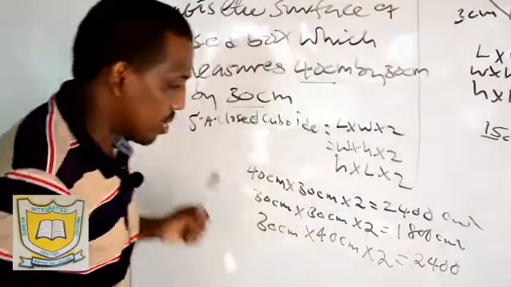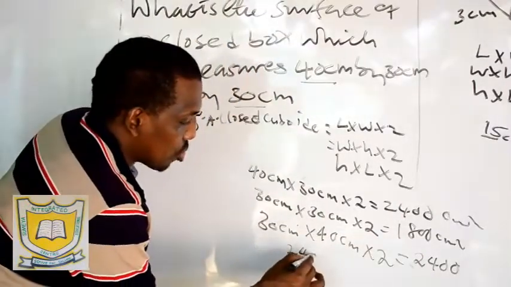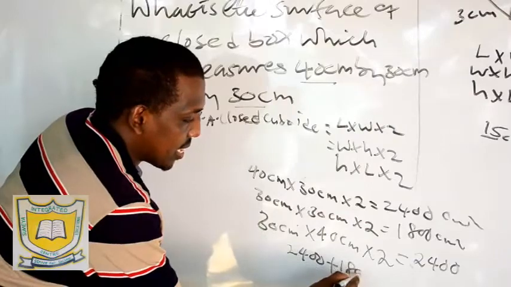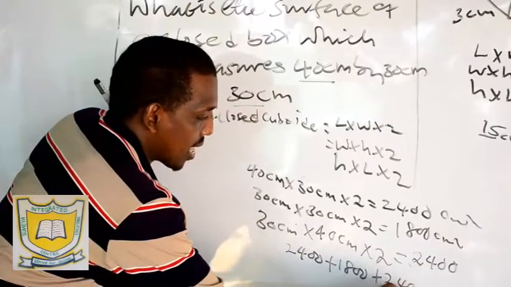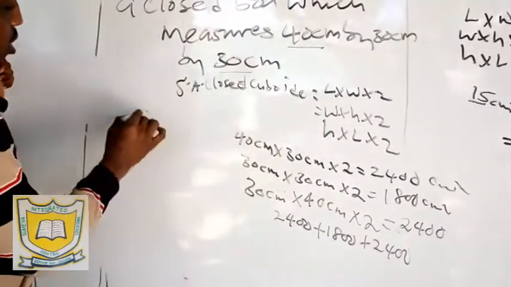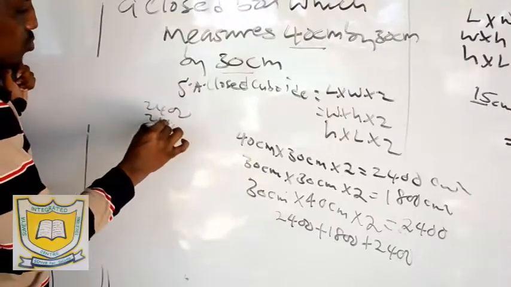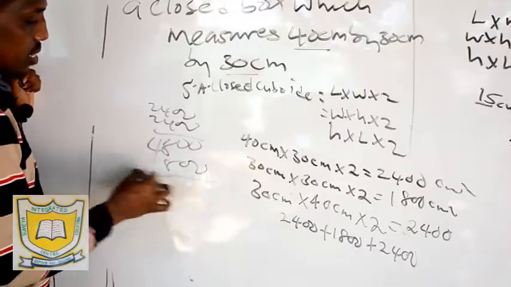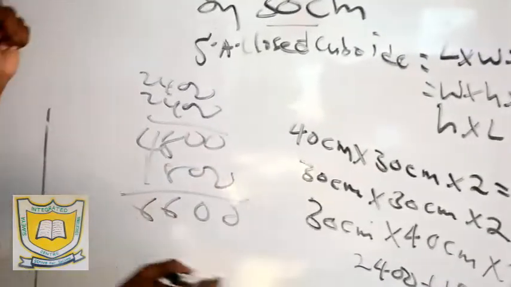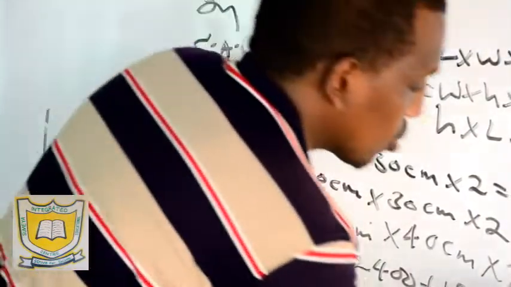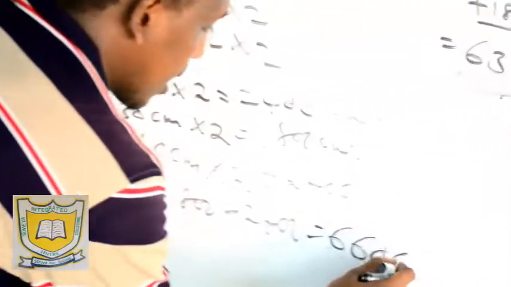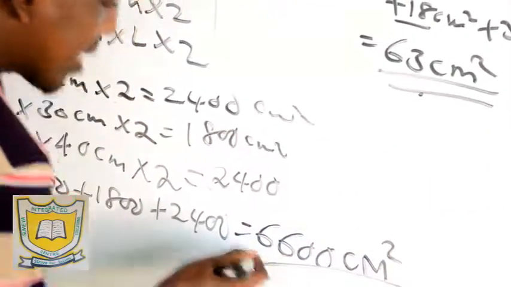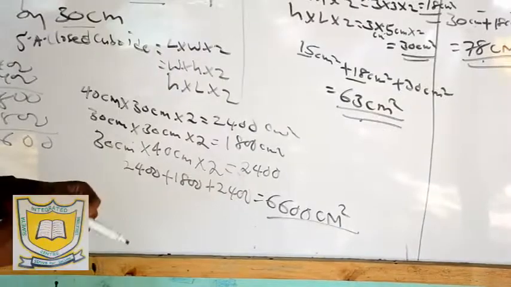Then we add all of them. So let's add now: 2,400 plus 1,800 plus 2,400. So when we add, what do we get? 2,400 plus 2,400 is 4,800, plus 1,800, you will get 6,600 centimeter squared. That is how we get that one.